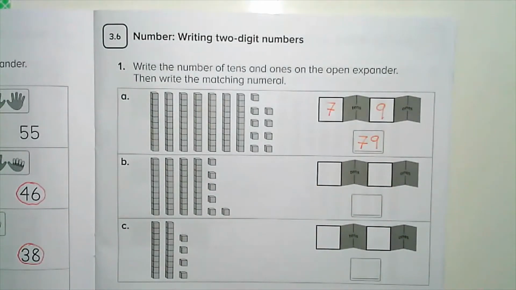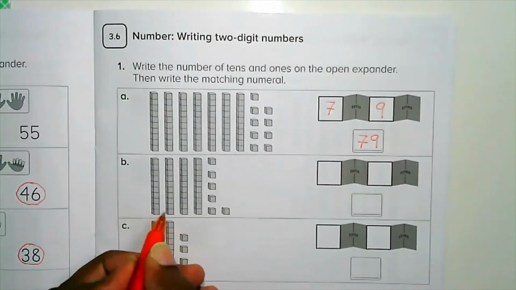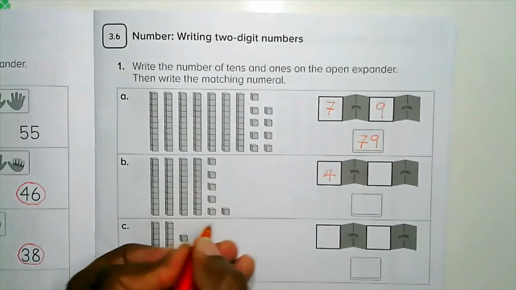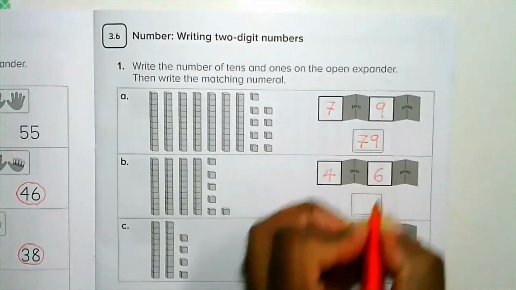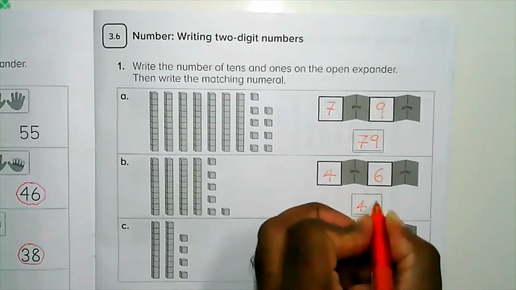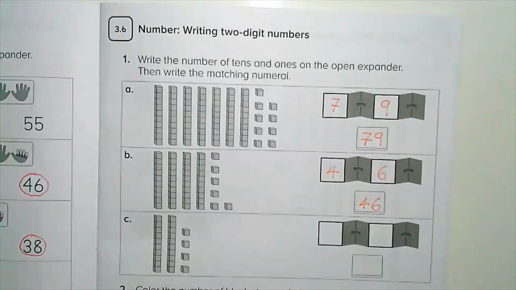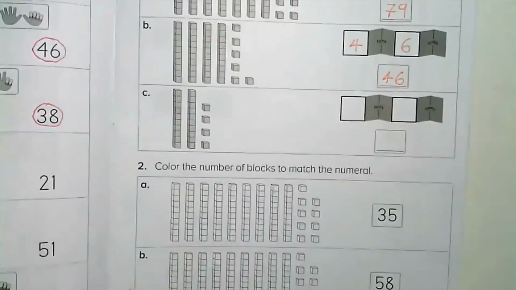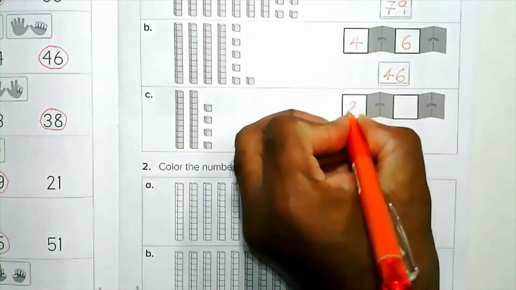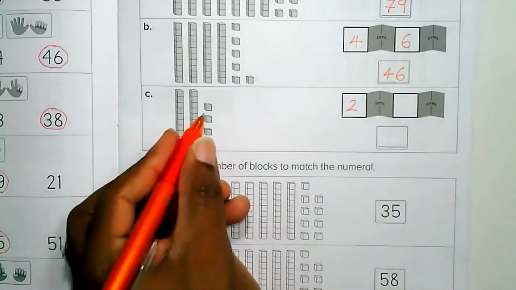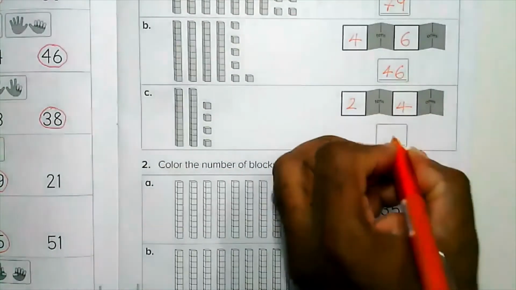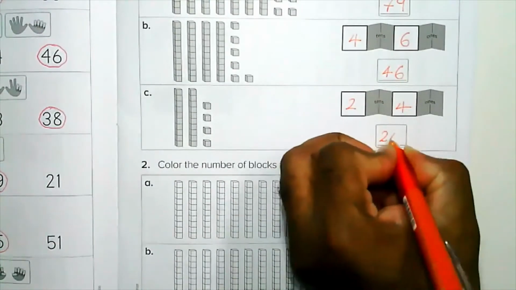Now part B, let's count. 1, 2, 3, 4. 4 tens and 5, 6. 6 ones. So we write it together to be 46. Now part C. Let's count the tens blocks. 1, 2. 2 tens and the ones. 1, 2, 3, 4. 4 ones. And we can write it together to be 24.